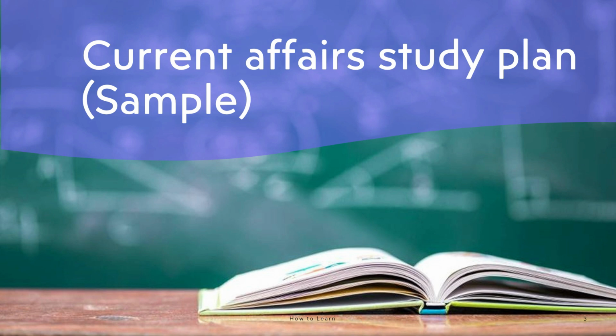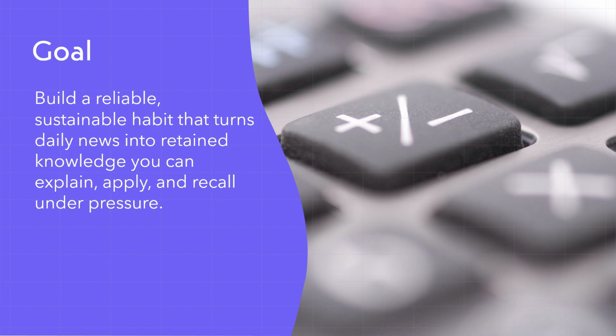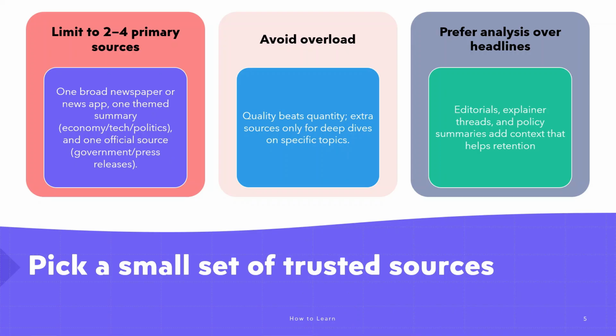Current Affairs Study Plan Sample. Goal: build a reliable, sustainable habit that turns daily news into retained knowledge you can explain, apply, and recall under pressure. Pick a small set of trusted sources. Limit to 2 to 4 primary sources.